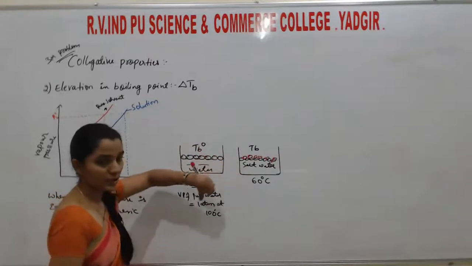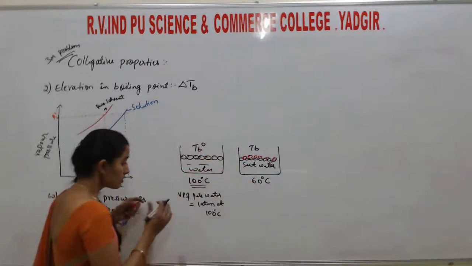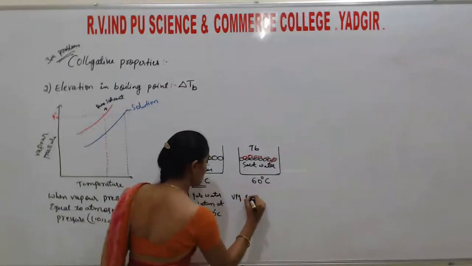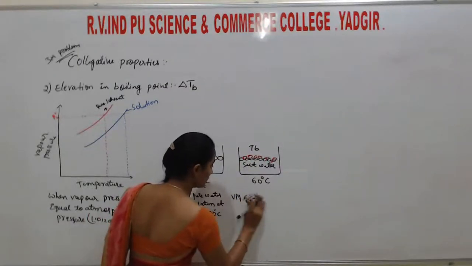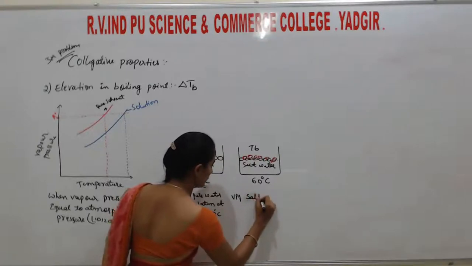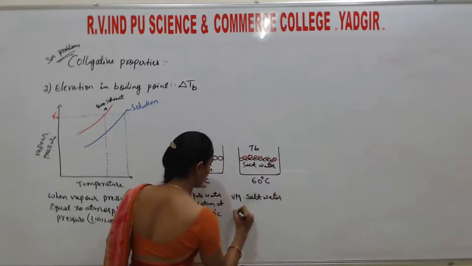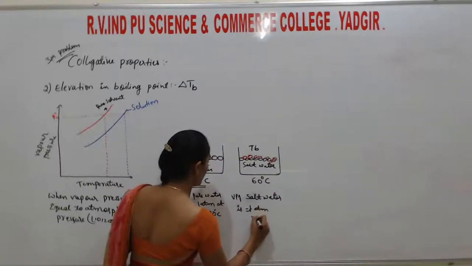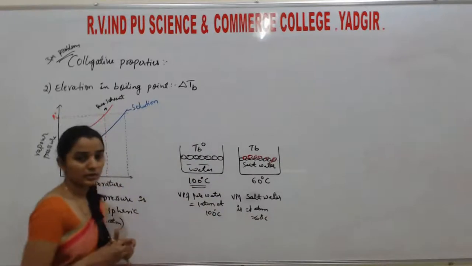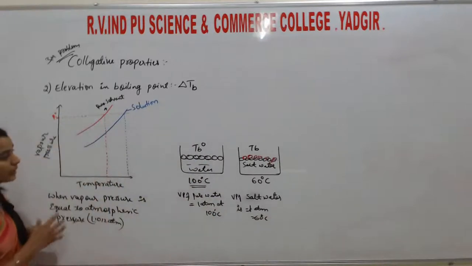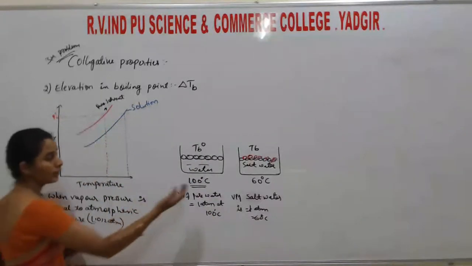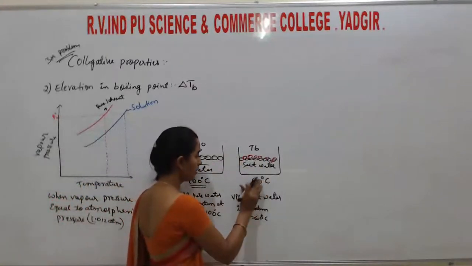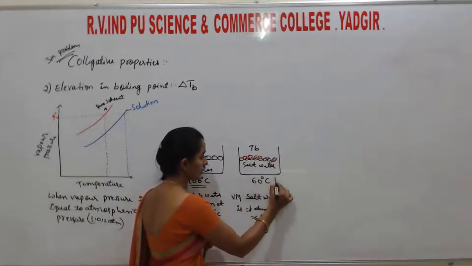So here the changes take place. We have the vapor pressure of a solution or salt water equal to 1 atmosphere at around 60 degrees Celsius. So what does this show? Elevation in boiling point. Here the vapor pressure increases, while for the normal pure liquid the vapor pressure decreases.